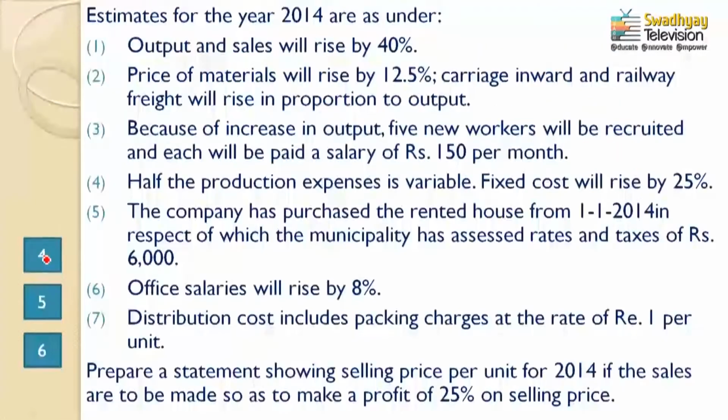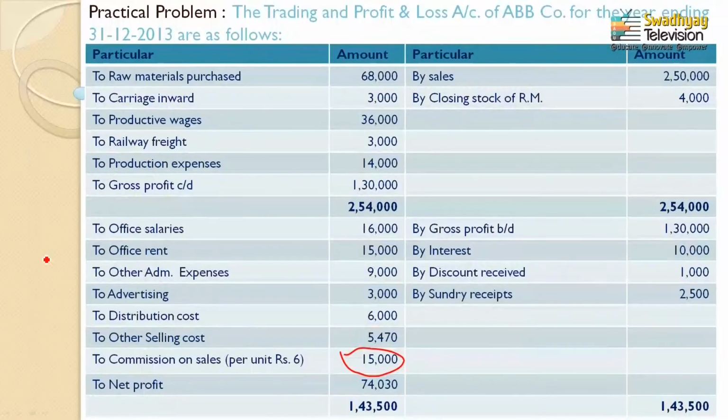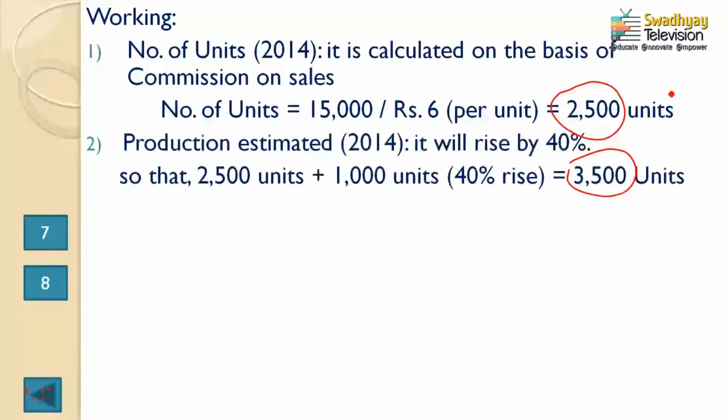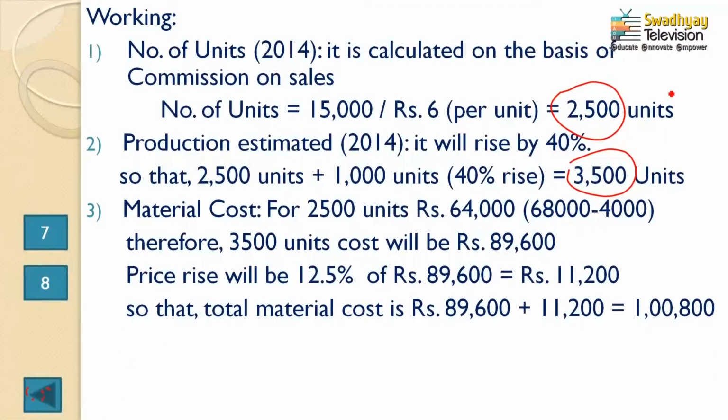See here the question: the raw material purchase was 68,000 rupees and the closing stock of raw material was 4,000. So 68,000 minus 4,000 of closing stock, the net amount of raw material consumed in the year 2013 was 64,000. And now this 64,000 rupees will be reflected proportionately in the year 2014, because 64,000 rupees of raw material was consumed for the 2500 units.